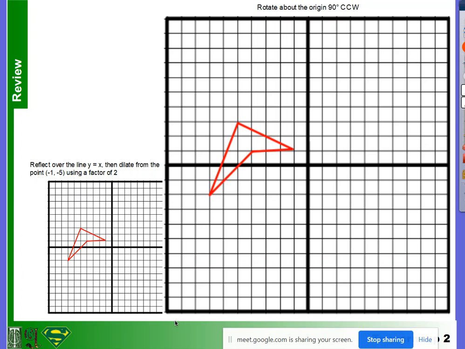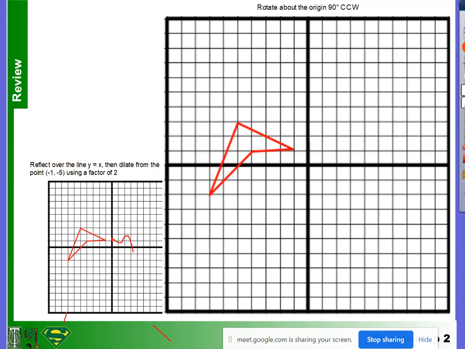All right, so we got this one. We are going to reflect this quadrilateral over the line y equals x, and then we're going to dilate that reflection using the point of dilation of -1 comma -5 with a factor of 2. All right, so we're putting a whole bunch of things in here. We're graphing linear equations, we're reflecting an object, and then we are dilating that object.